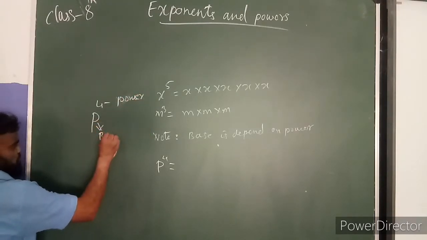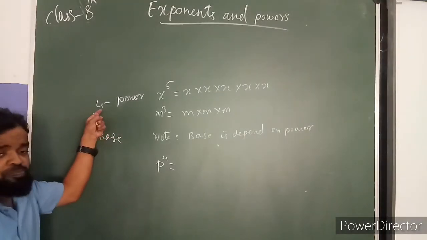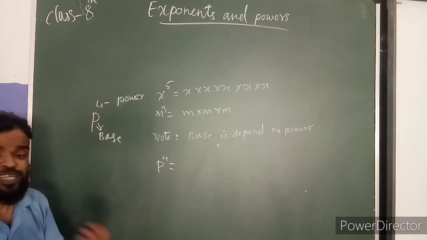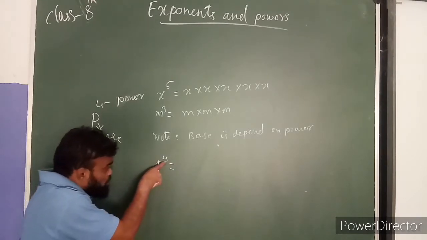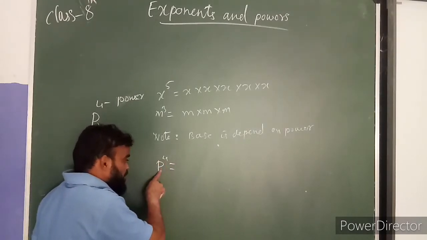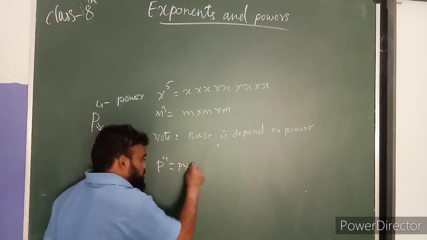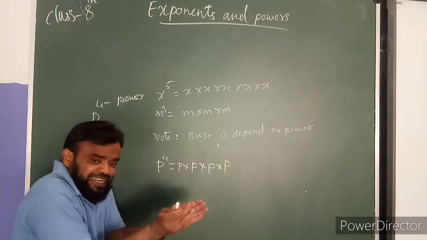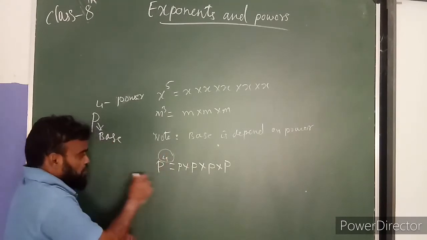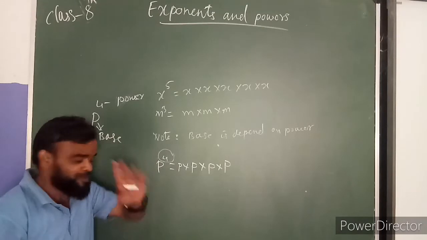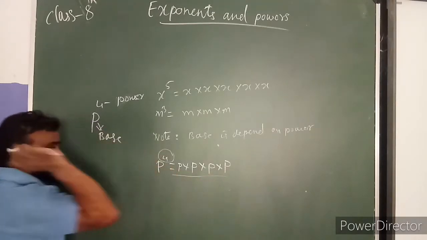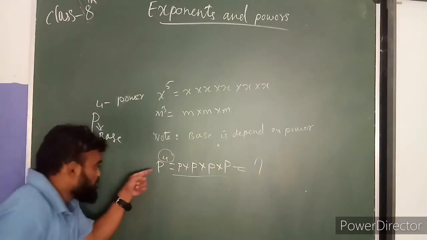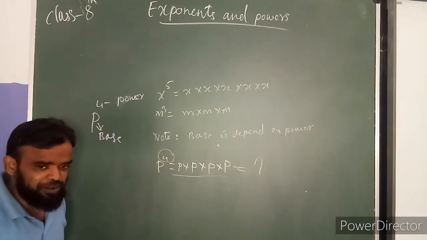Remember, the base depends on the power. The power will say how many times we have to expand. The value of p should expand as many times as the power says. p to the power of 4 is p into p into p into p. Can we increase again? No. If the power says only 4 times, the base will expand only 4 times, not more, because the base depends on the power.